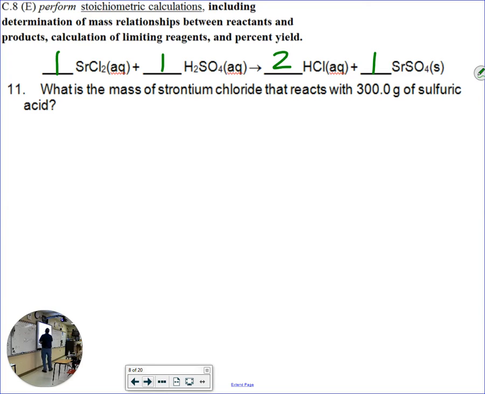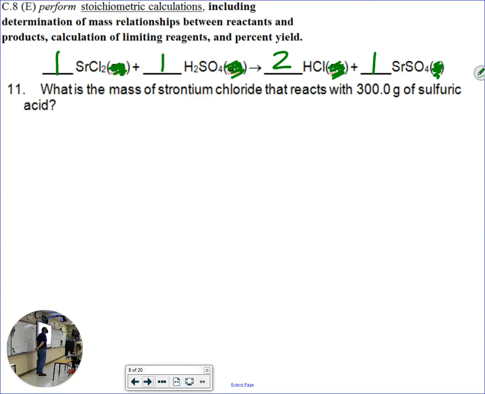That's balanced. Agreed? Okay. Now, just so we don't confuse ourselves, the whole aq and the whole s just means dissolved in water or solids, so I really don't care. I'm just going to get that out of my way. I need that kind of negativity in my life right now. So let's see what the problem's asking us here.